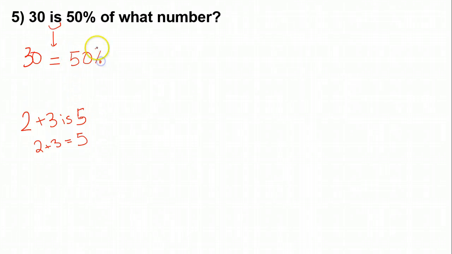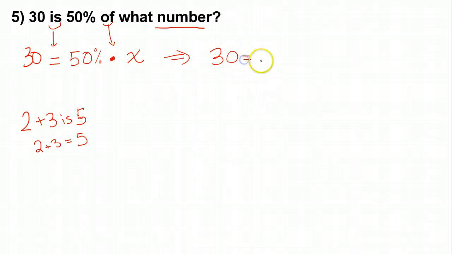I'll leave it as a decimal for now. That's going to change, though. Of, the word of actually means multiply. And of what number? I don't know what number I'm dealing with, so what I'm going to do is put a variable. So my variable is going to be x. You can choose whatever variable you'd like. Now we have an equation to work with, so I'm going to write this over a little bit because I'm going to solve it so I can figure out what number that is.